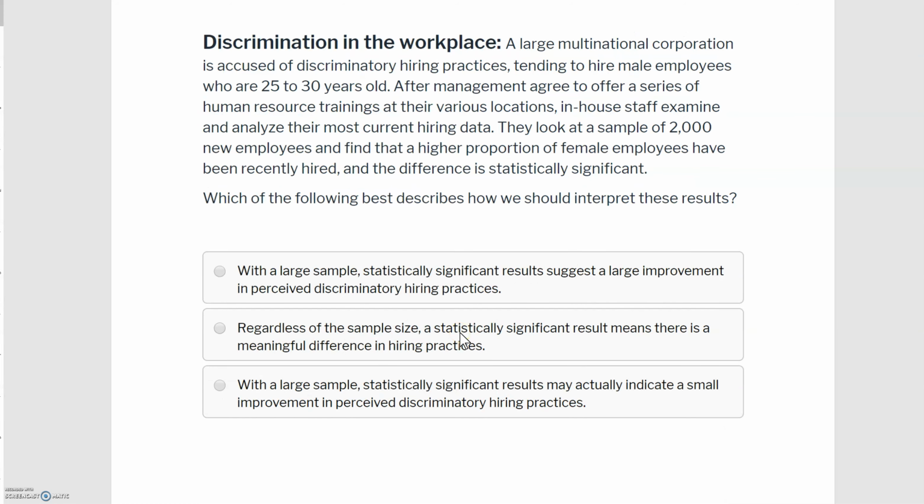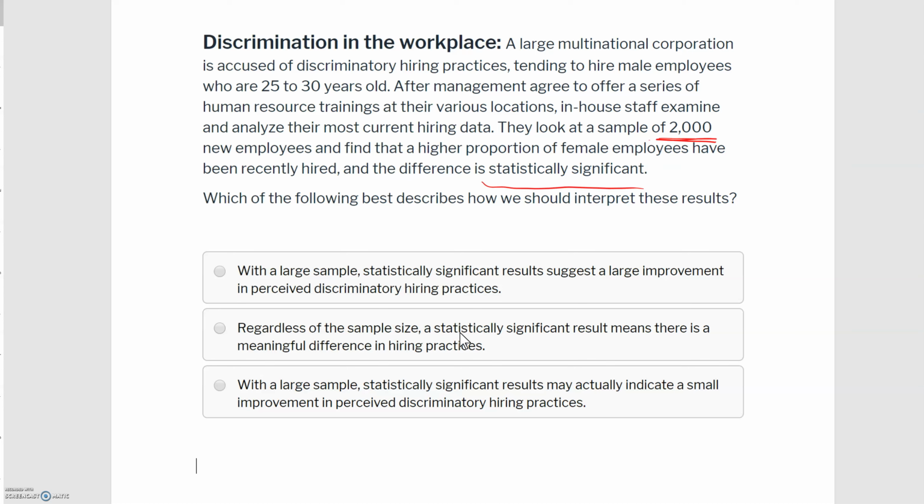For this example, discrimination in the workplace, a large multinational corporation is accused of discriminatory hiring practices tending to hire male employees who are 25 to 30 years old. After management agreed to offer a series of human resource trainings at their various locations, in-house staff examine and analyze their most current hiring data. They look at a sample of 2,000, wow, this is a huge company, new employees and find that a higher proportion of female employees have been recently hired, and the difference is statistically significant. So what does that tell us?